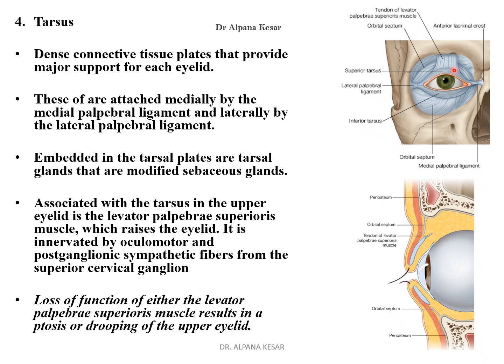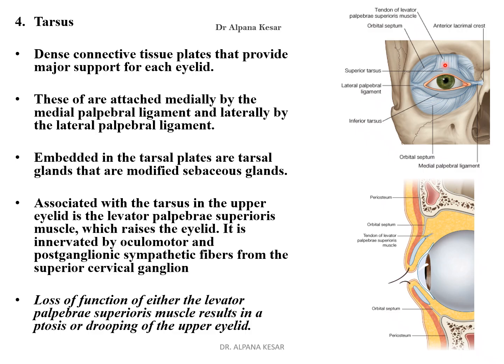Tarsus. These are the tarsus. This is the superior tarsal plate and this is the inferior tarsal plate. These tarsal plates provide support to the eyelids. They are attached medially to the medial palpebral ligament and laterally to the lateral palpebral ligament. Embedded in the tarsal plates are the tarsal glands, which are the modified sebaceous glands.